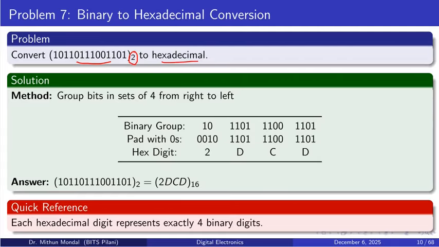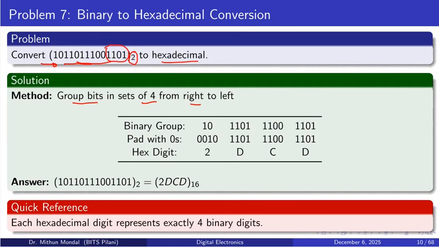So how to do that? Let us see the method. Here we have a lot of bits. We need to group these bits in sets of 4 from right to left. But if you go from right to left, we will not understand what we have here. So what we do is we group from here, 1101. So this is 4 bits.